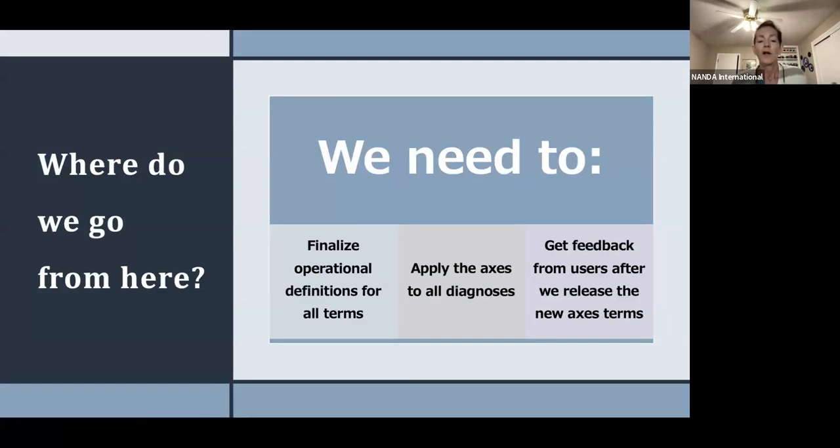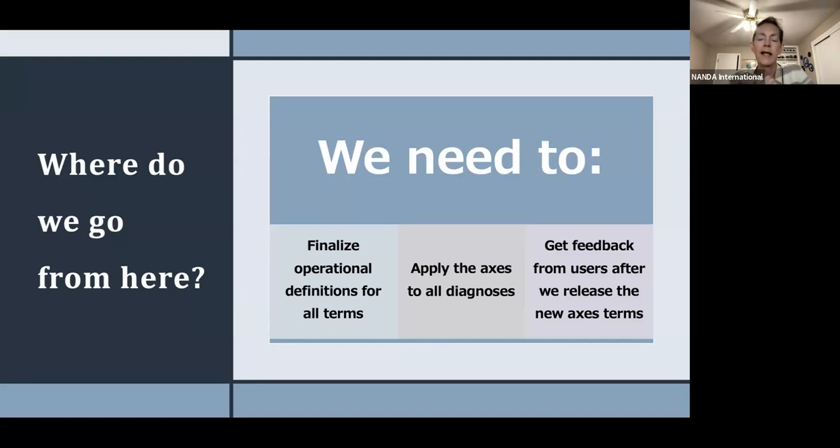And then where do we go from here? Because we are definitely not done. This has been a 2, 2.5-year process. But as we publish, this will be the first draft of our operational definitions for our axes. So before we publish, we have to finalize and agree on all the operational definitions for all the terms, so that they'll be available in the book. As I said, we're at that point right now where we are finalizing those definitions.